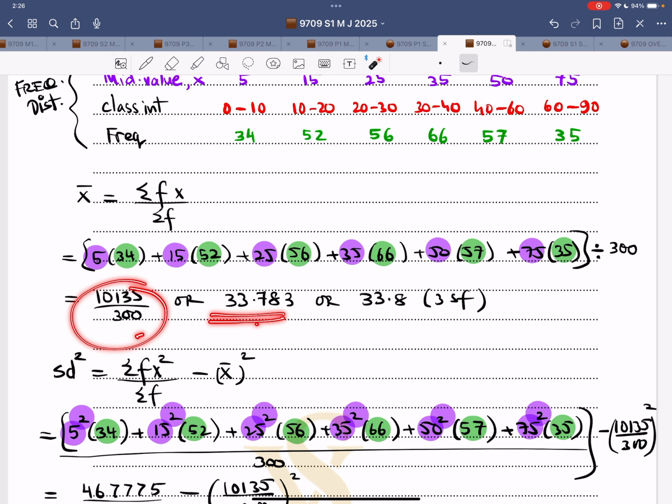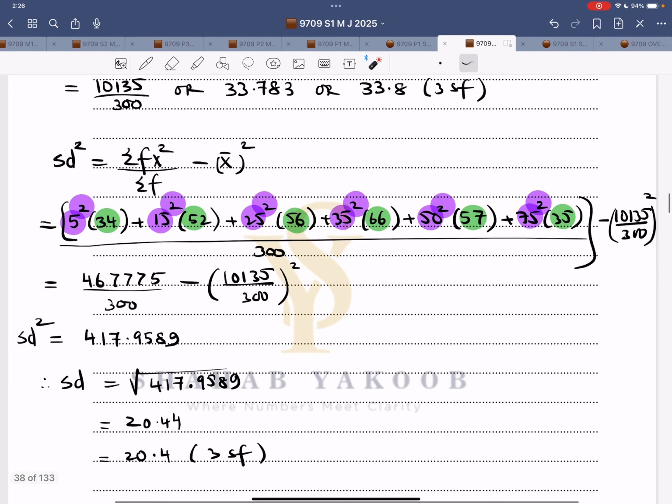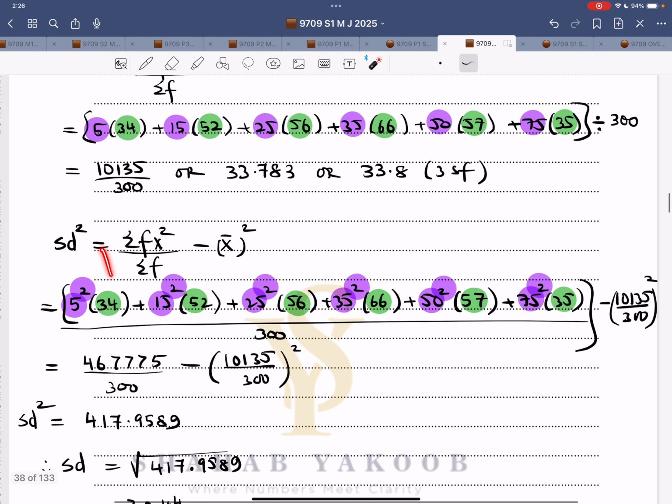This is the 5 SF answer. This is 3 SF for this part. The formula for standard deviation squared, I'll take the square root at the very end, because I don't like writing a square root everywhere. So I just write variance: sigma fx squared over sigma f, minus x bar squared. So I use this value over here. Let me highlight this orange value, this thing over here. I have written it over here, squared.